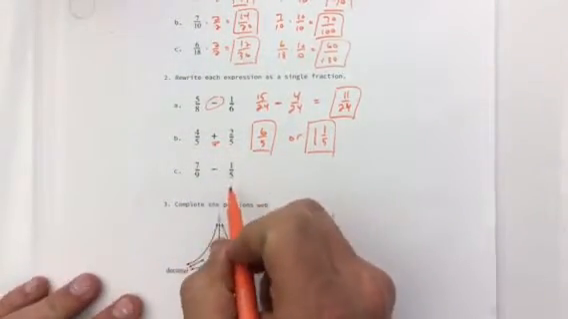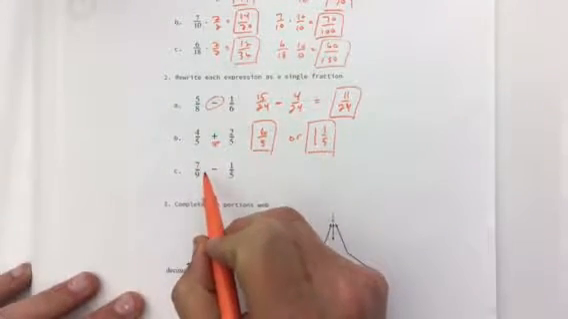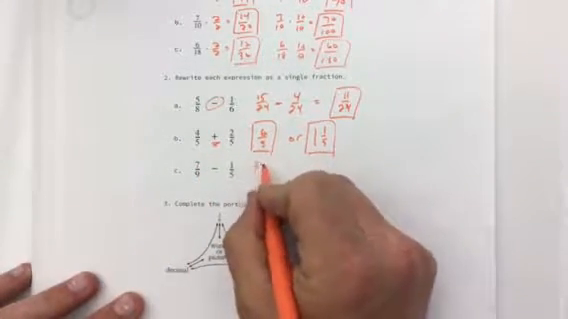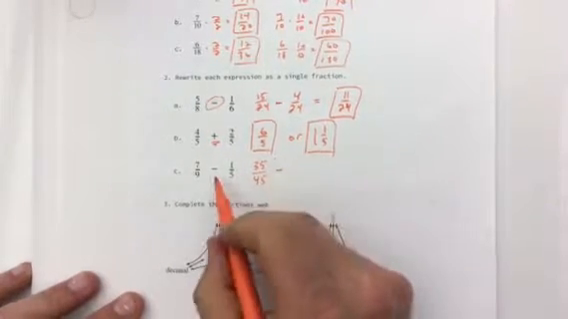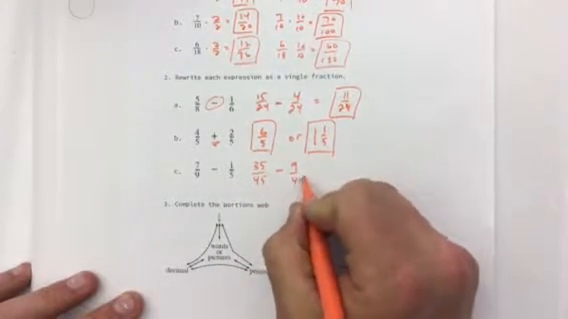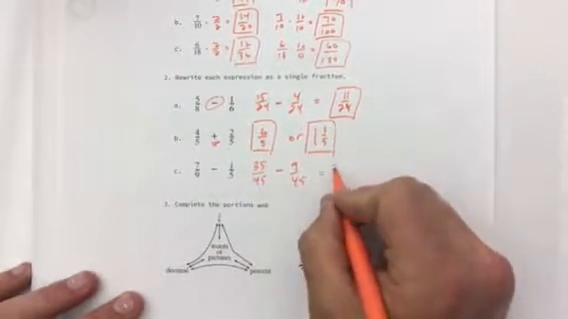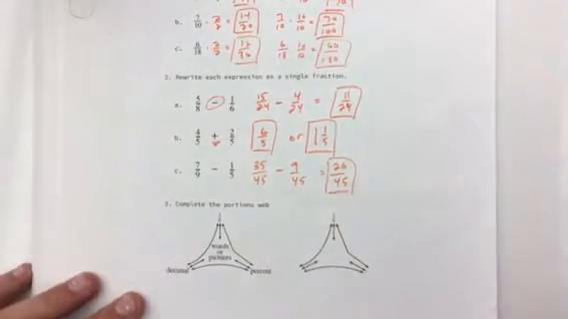C, 7/9 minus 1/5. My common denominator is 45. I'm going to multiply 7/9 times 5 over 5 and get 35 45ths. And I'm going to subtract again. 1/5 times 9 over 9 is 9 45ths. 35 minus 9 is 26. Leave the denominator the same. 26 45ths.